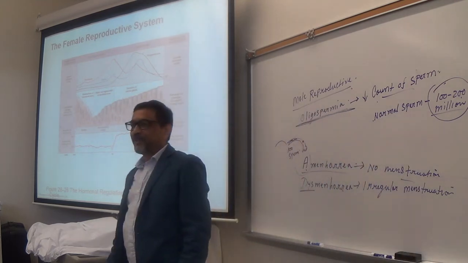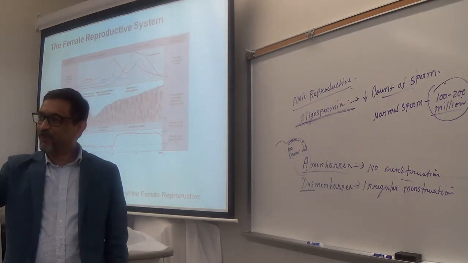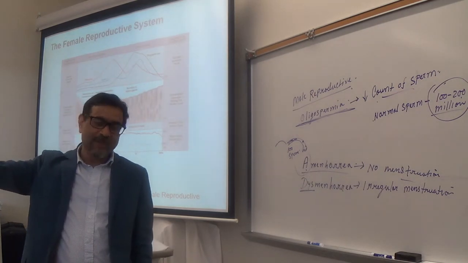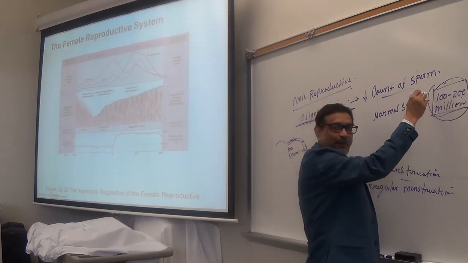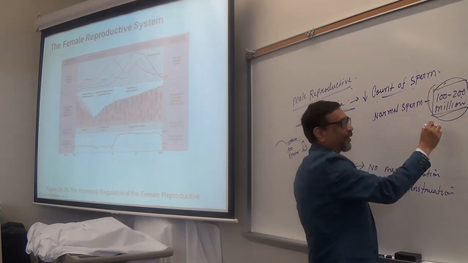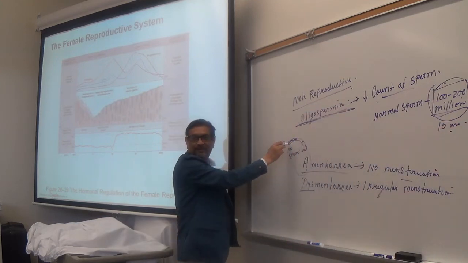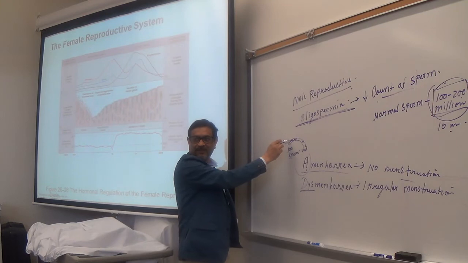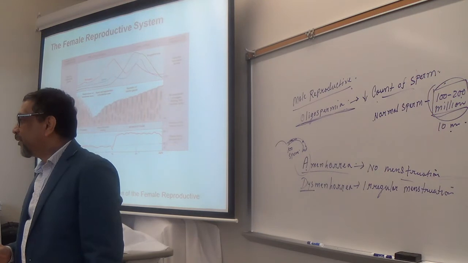So you can now think that out of 100 to 200 million, only a very small fraction enters into the uterine tube. Now if that number, instead of 100 to 200 million, becomes like 10 million, then there is very little chance that a sperm will enter here. Make sense? So that can cause male infertility.